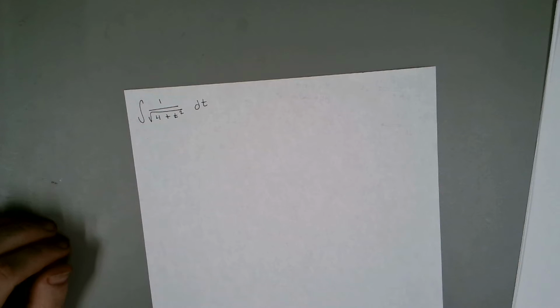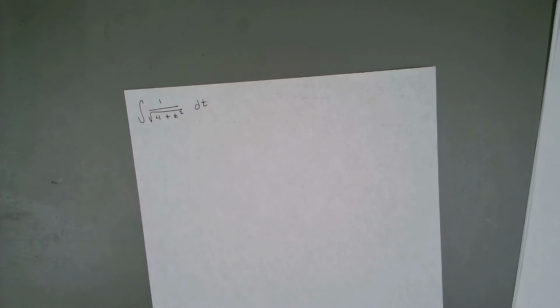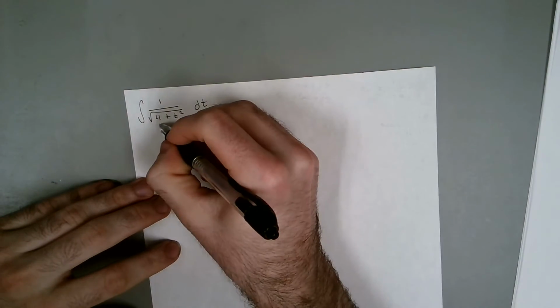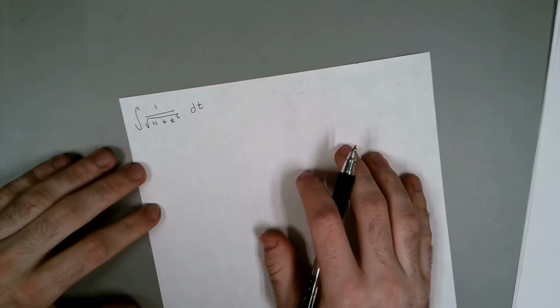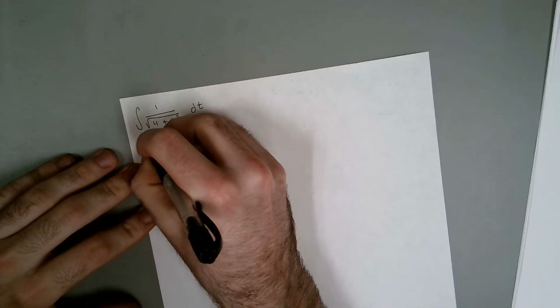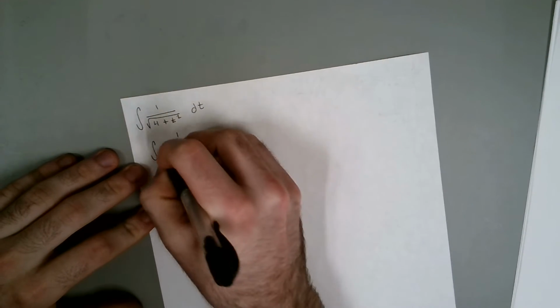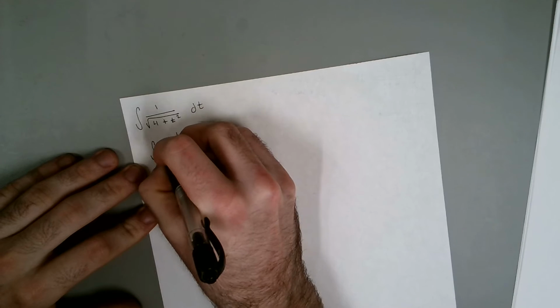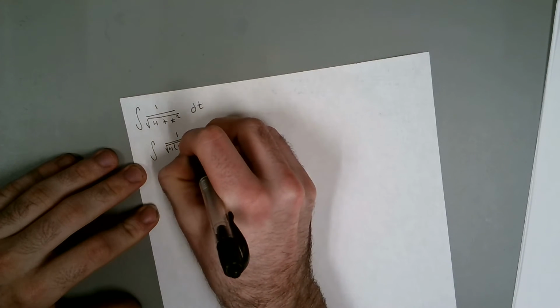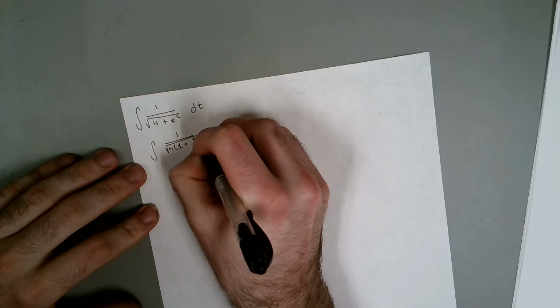The identities always have the 1s in them because they're related to the radii of the unit circle. So we want to get rid of this 4. We can do that by factoring out the 4 right in the denominator. So we can do 1 plus t squared over 4.